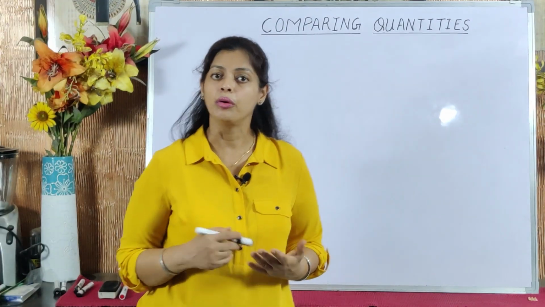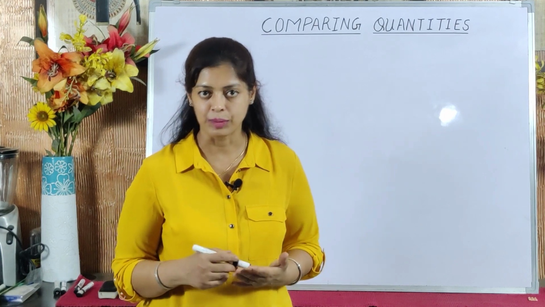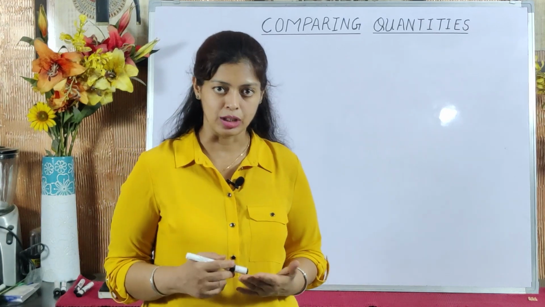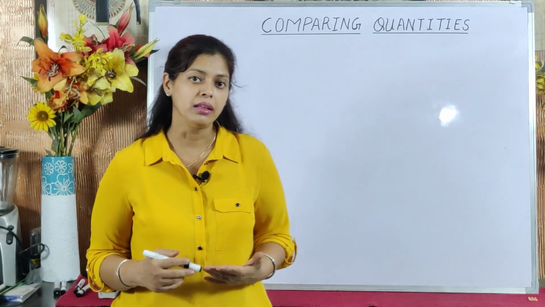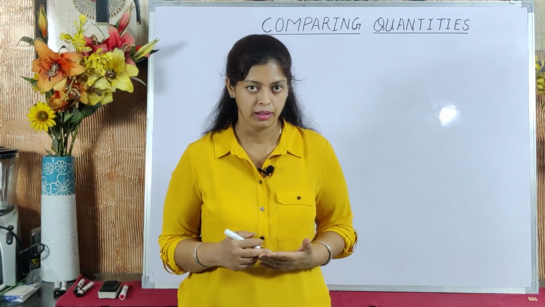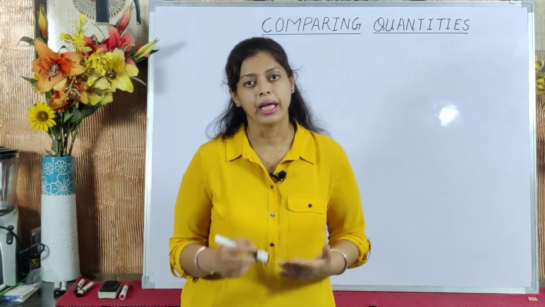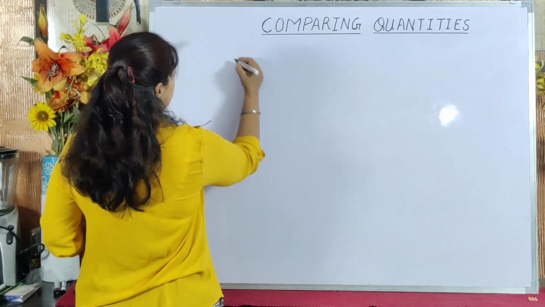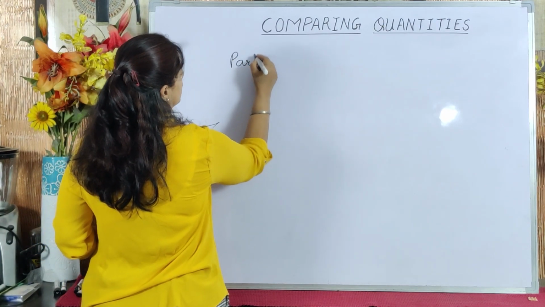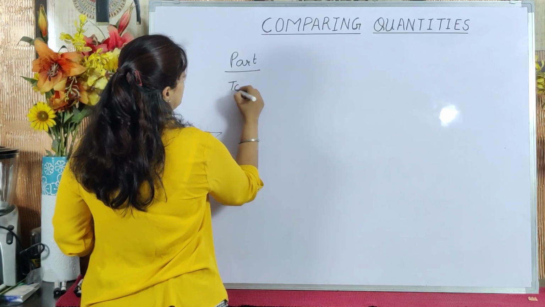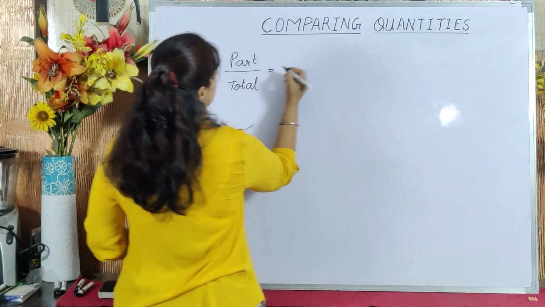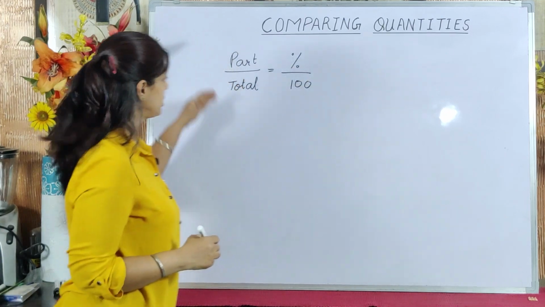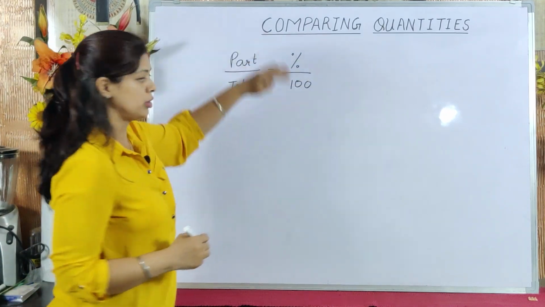Now we come to how to calculate profit percent and loss percent. And instead of just memorizing the formula of profit percent and loss percent, we will try and understand how we derive the formula. Now this whole chapter is based on two simple equivalent fractions, which I have explained earlier also, that is part upon total is equal to percentage upon 100. These two simple equivalent fractions this whole chapter is based on.